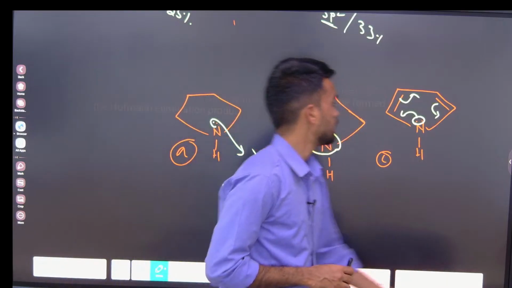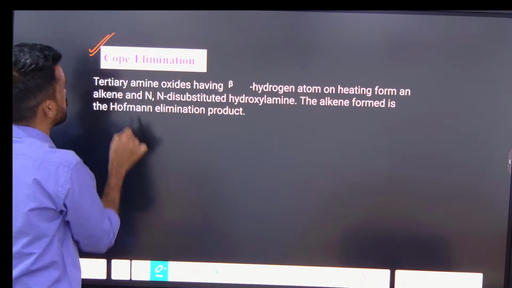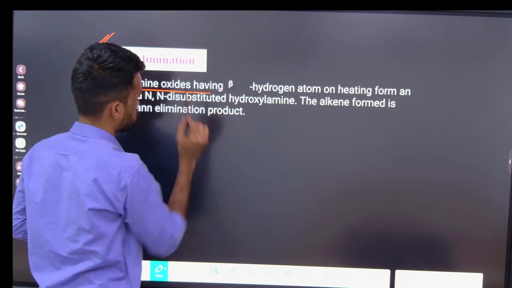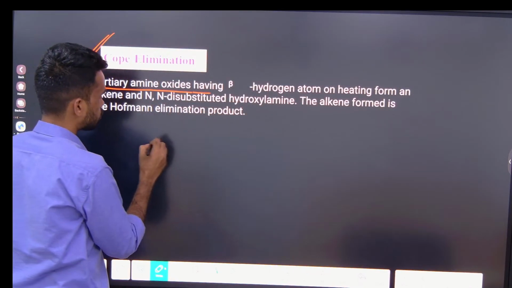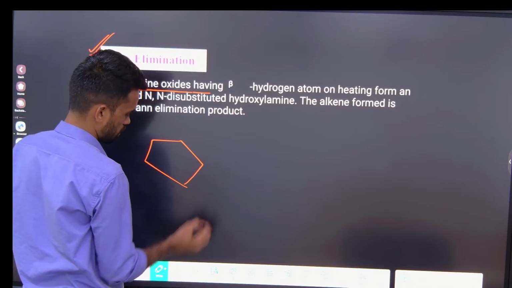Okay, right. Let's move forward to the Cope elimination. Cope elimination means tertiary amine oxides having beta hydrogen. Okay, let us say there is a nitrogen here.